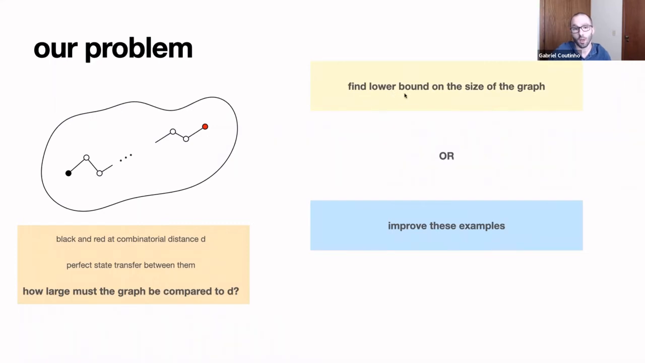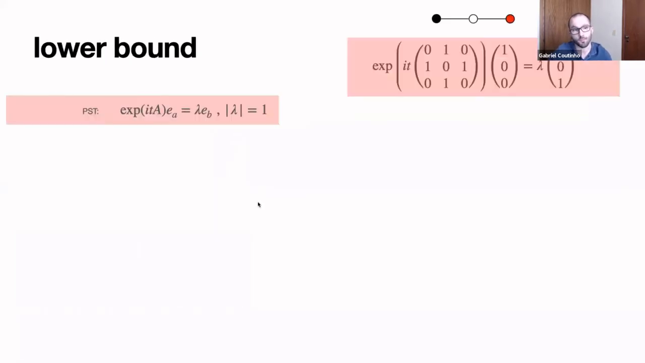Either find a lower bound on the size of the graph or improve on these examples. I mean, find better examples, or show that the thing that was not happening with the paths is actually part of a bigger thing that doesn't happen with graphs with few edges and vertices. So let's talk a little bit about the lower bound.